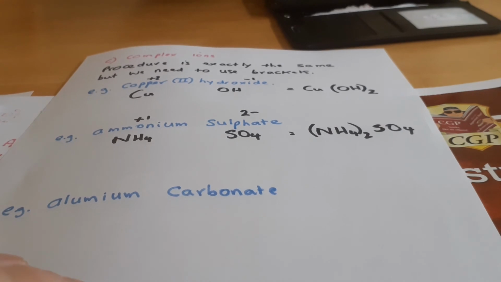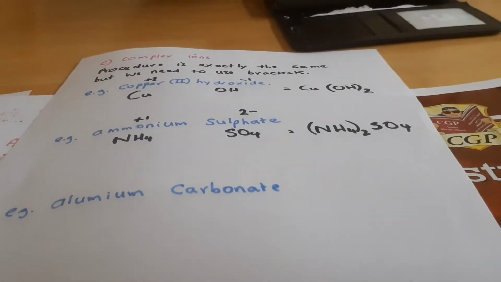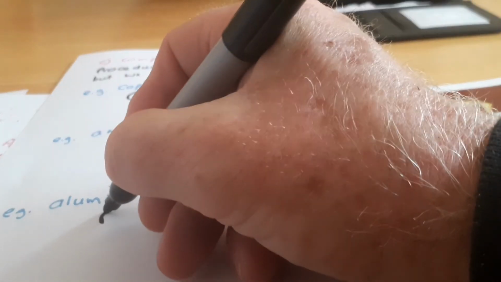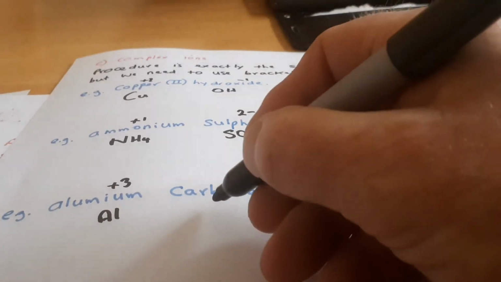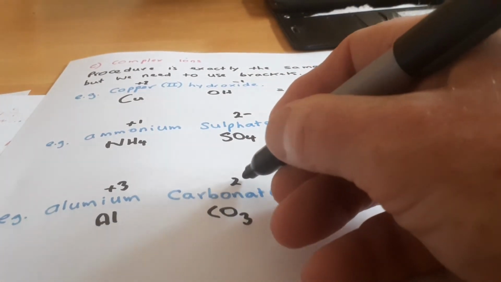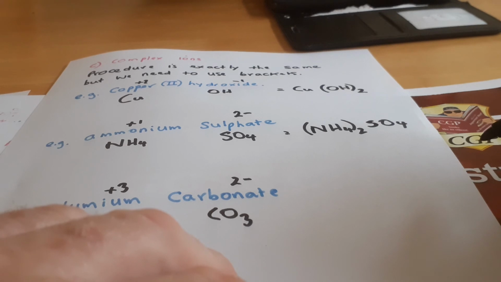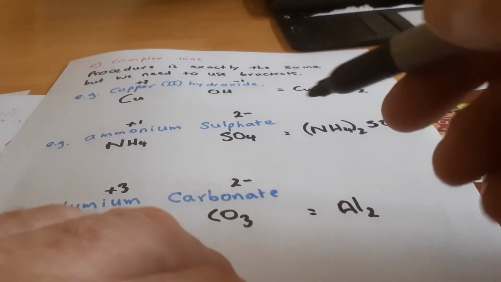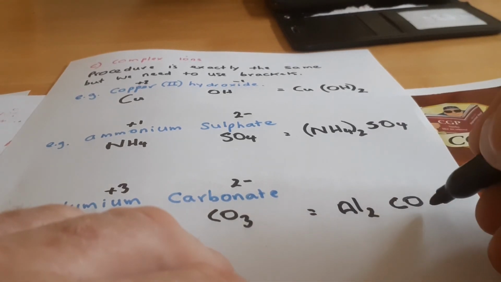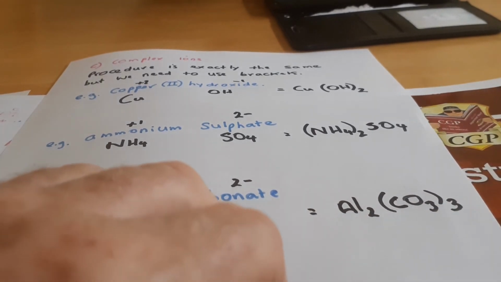And the last one, aluminium carbonate. Now again, aluminium is +3. Carbonate, as you can see there, is CO3 and it is 2-. Now, again, the lowest number that both of these will go into is 6. So 3 goes into 6 twice, so it becomes Al2, and 2 goes into 6 3 times. Now, because carbonate is made up of more than one element, it has to be bracketed and a 3 put outside at the base.